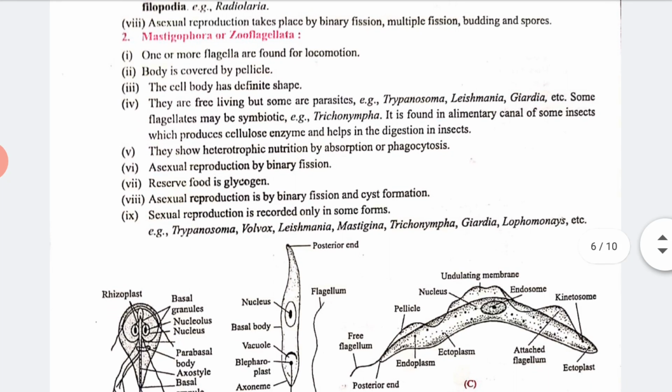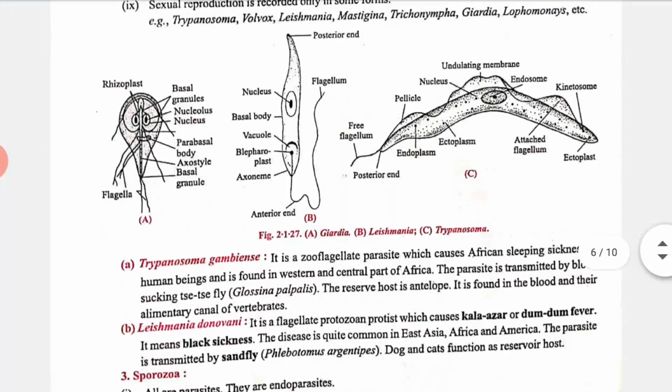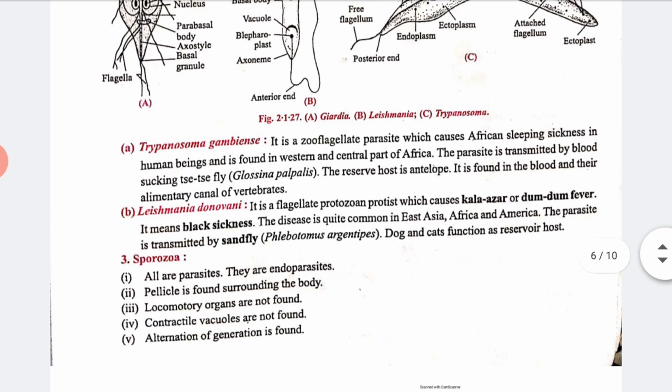Okay, so Mastigophora, one or more flagella are found for locomotion, and the body is covered by the pellicle. The cell body has a definite shape. Okay, so in this way we have many characteristics, you can see. Now Trypanosoma and Leishmania. So Trypanosoma, let us talk about.